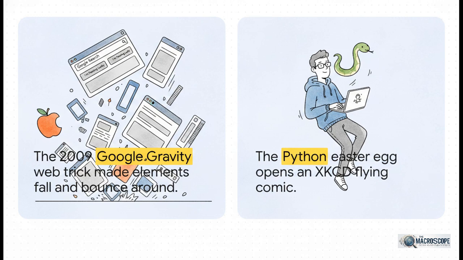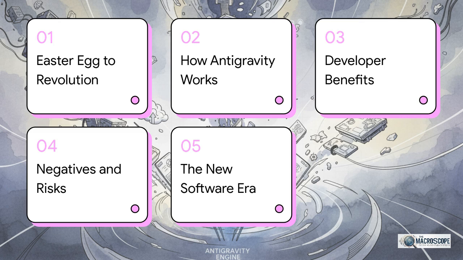Now, what's really interesting here is how two legendary internet Easter eggs intersect. On one side, you've got the famous 2009 Google Gravity web trick, where the homepage elements would literally just fall to the bottom of your screen. And on the other side, there's that classic Python Easter egg. You know, the one where you type import antigravity and it opens an XKCD comic about a programmer who is just effortlessly floating in the air. Both of these references really hammer home the exact same idea. Programming should feel effortless.